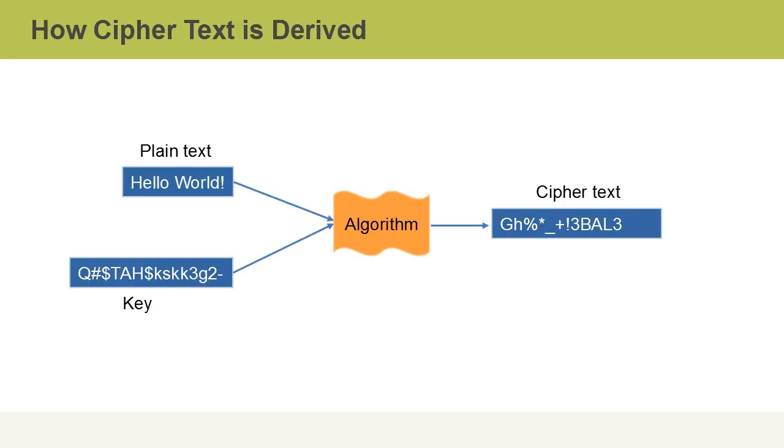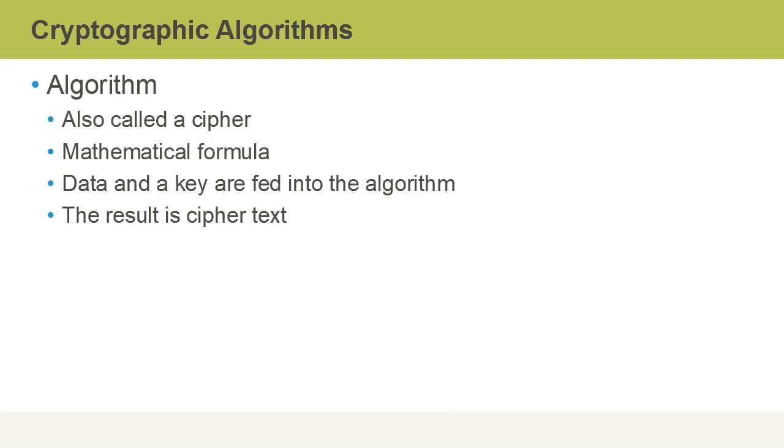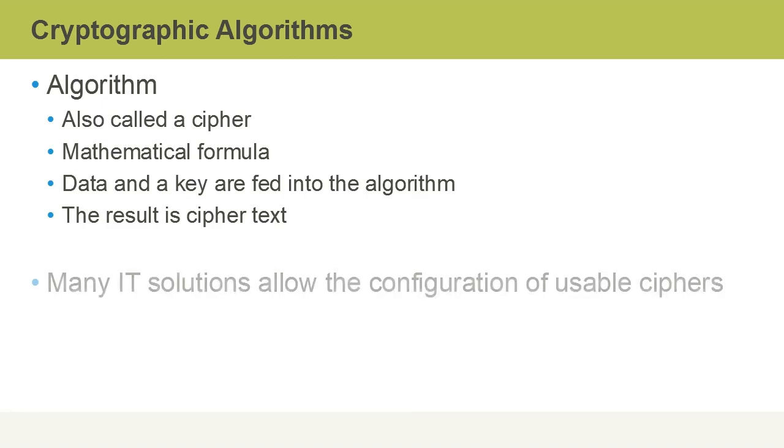Cipher text gets derived by taking plain text, seen here as hello world, combining it with a key, which we see on the screen, and feeding that into an algorithm. The result on the other end of the algorithm is our encrypted cipher text. Cryptographic algorithms are also called ciphers. Essentially, they are mathematical formulas. Data and a key are fed into the algorithm to result in the cipher text.